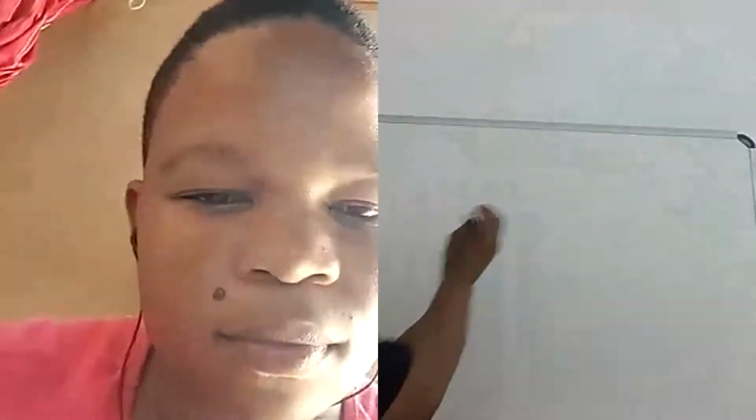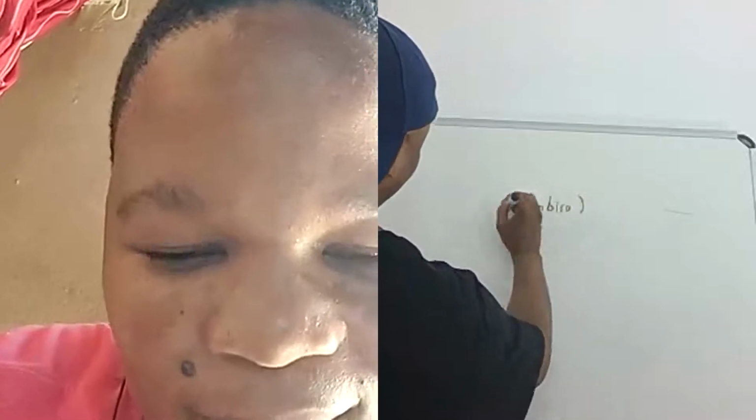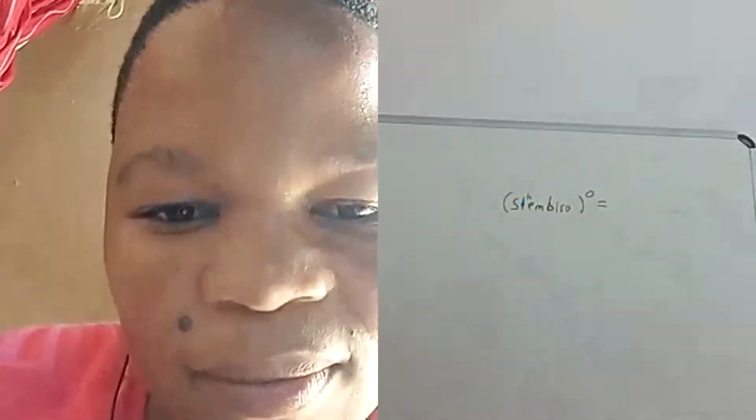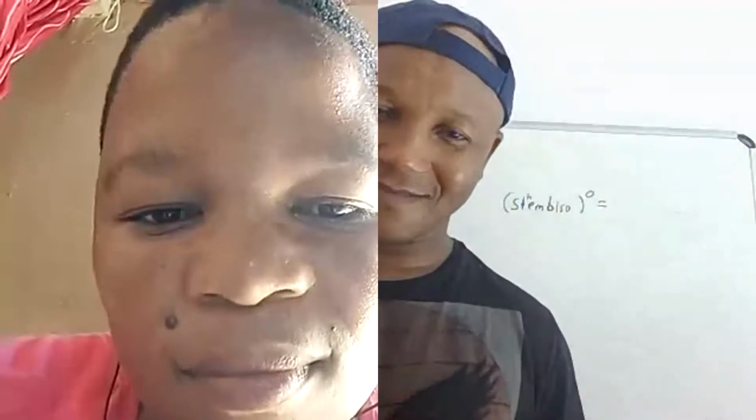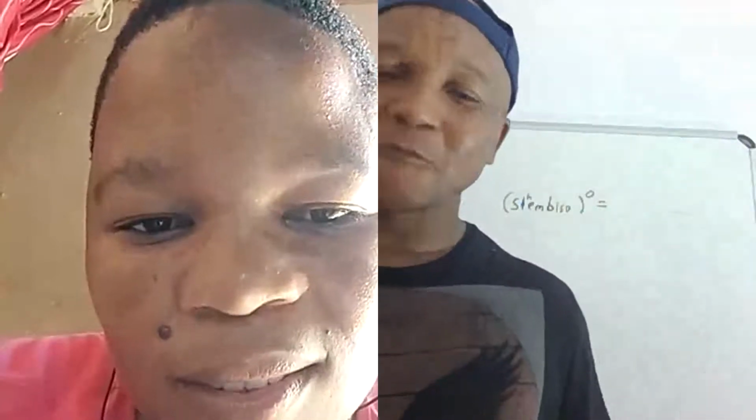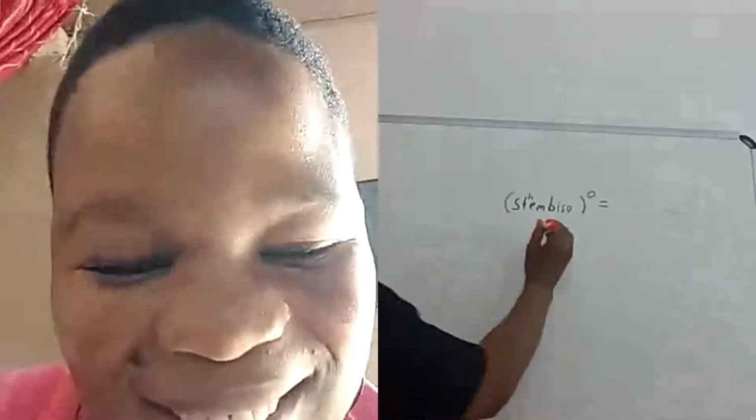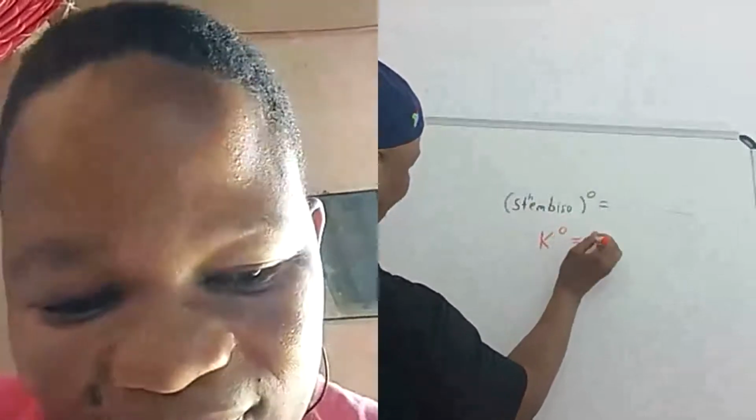Okay, now another rule. If you take a Sthembiso, this is Sthembiso, right? Let's use an example, Sthembiso power 0. Sthembiso power 0 equals 1. Oh, really? Oh, yes. According to the rules of the exponential, anything power 0 equals 1. Take the whole South Africa, power 0 equals 1. So if you take, let's say, k power 0 equals 1.